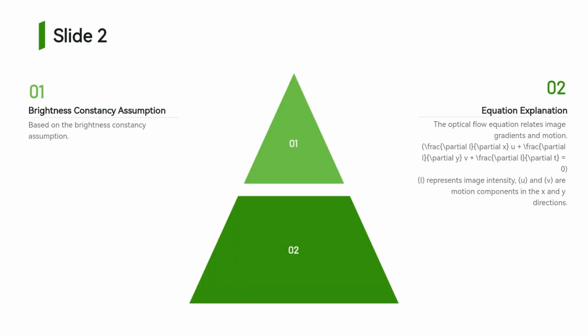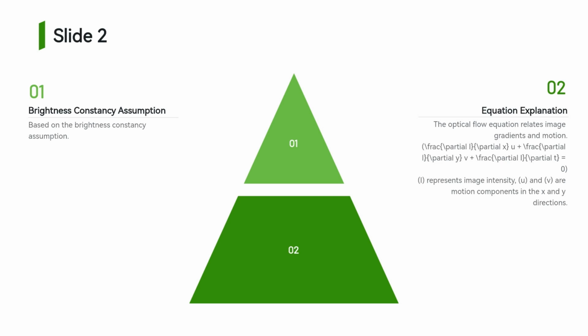The core of optical flow is the brightness constancy assumption, which states that pixel intensities in a scene do not change between frames, i.e. I(x, y, t) = I(x + Δx, y + Δy, t + Δt), where I represents the pixel intensity at position x, y and time t.